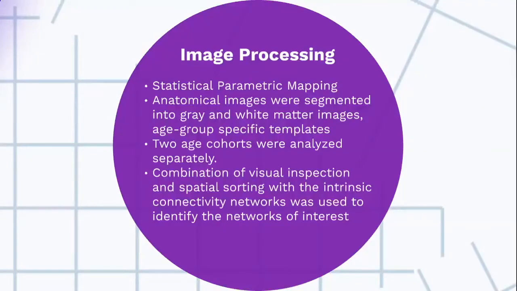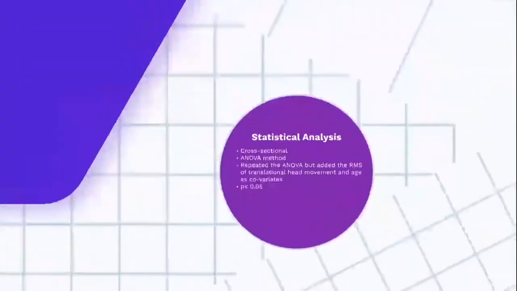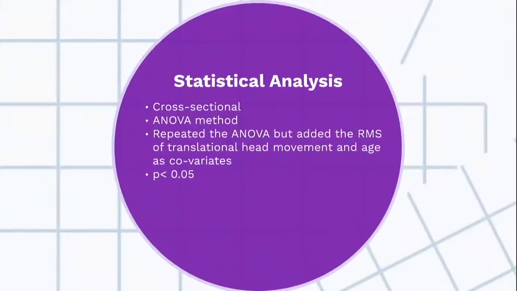The anatomical images were segmented into gray and white matter images, which were then used to create age group specific templates. The data of the two cohorts were analyzed separately. As stated before, this was a cross-sectional study. The individual network images of prepubertal children and adolescents were entered into separate one-way analyses of variance, or ANOVA. Statistical tests performed were considered to be significant at a p-value under 0.05.